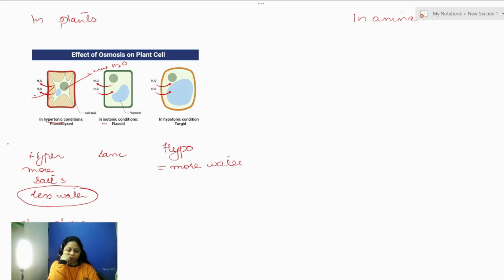Why does a plant cell lose mass when placed in hypertonic solution or concentrated solution? It's a 4 mark question. Now answer it.